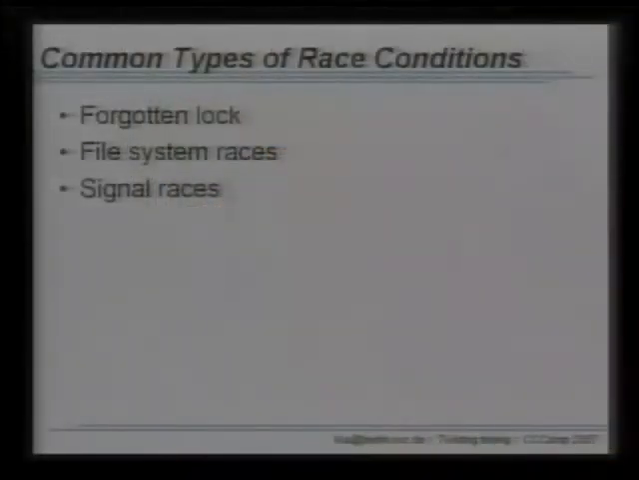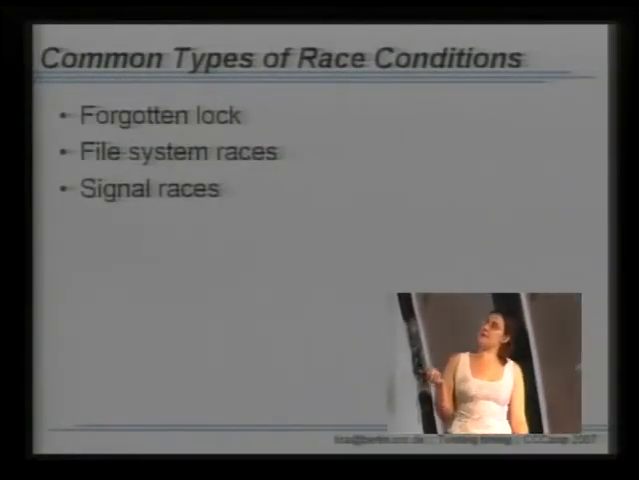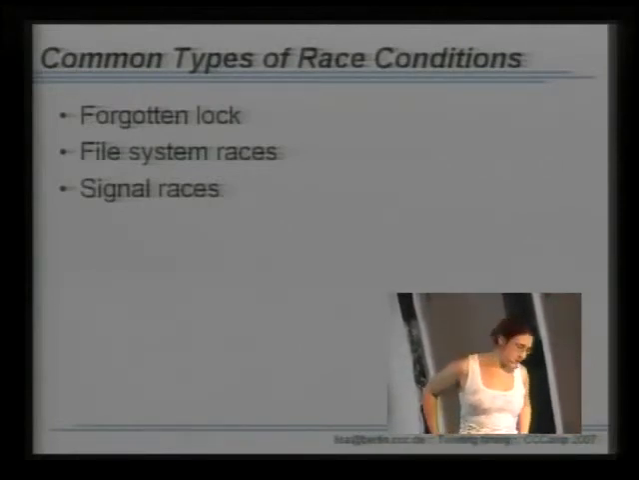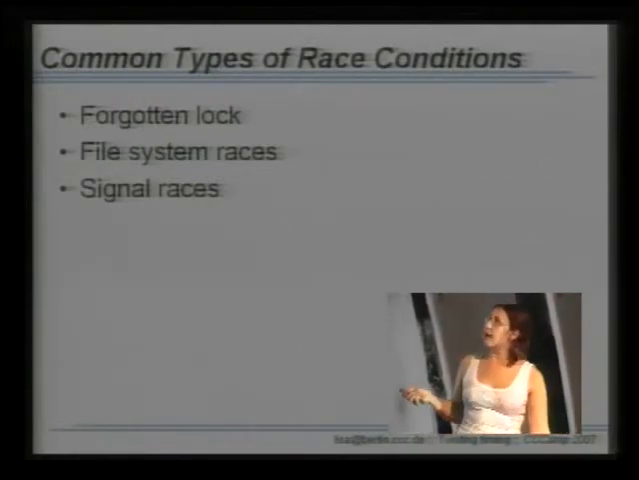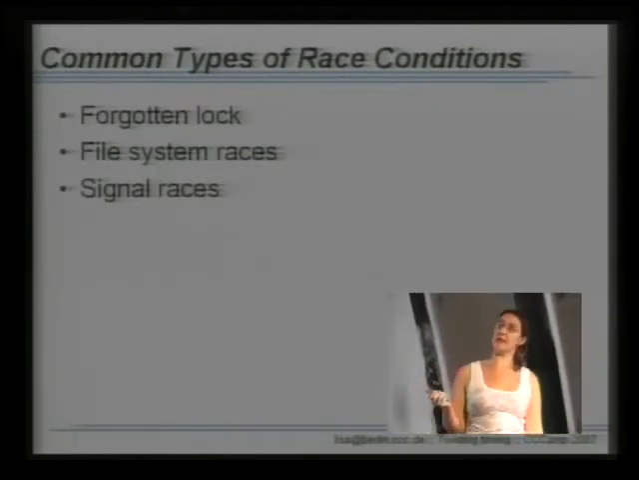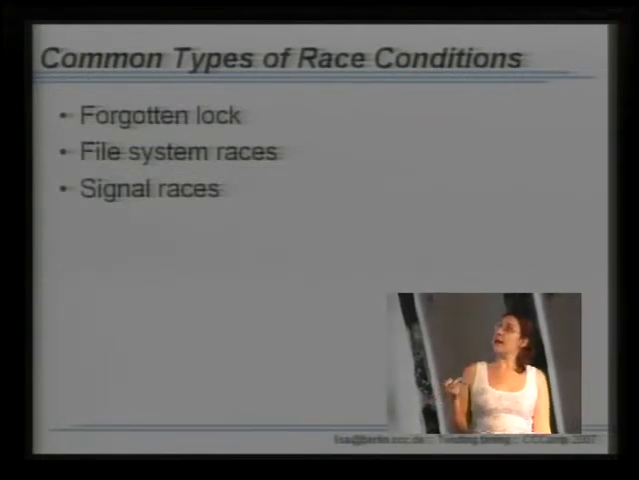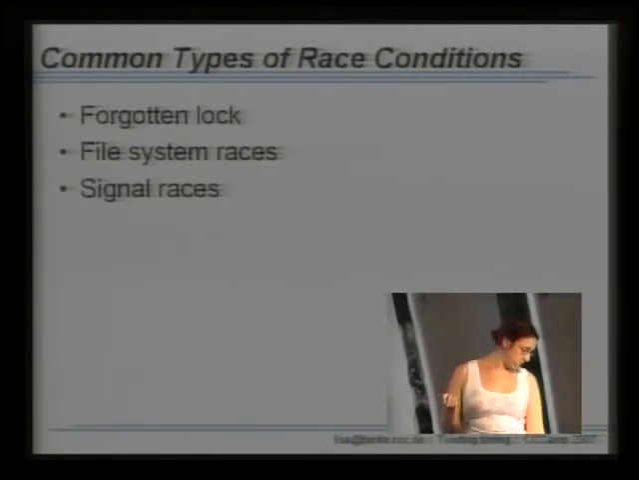Okay, race conditions can come in all kinds and forms, and we're actually going to see some that don't really fit into any pattern, but there are certain patterns when talking about race conditions. The first one is the forgotten lock, then we got file system races and signal races, and I'm going to talk about each of these in turn and give examples of them.